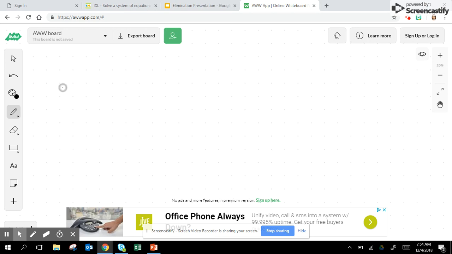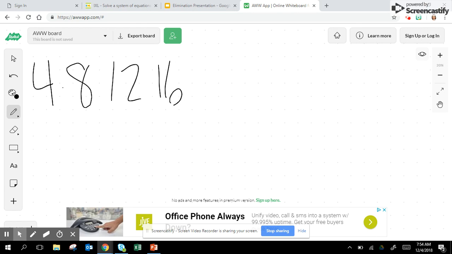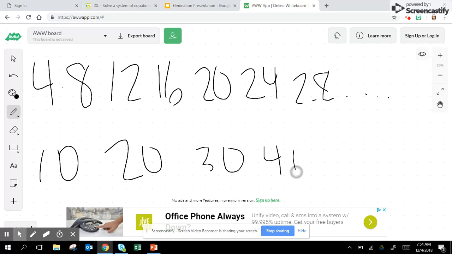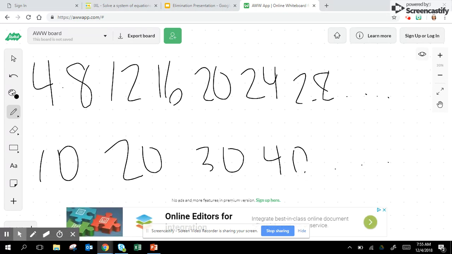I'm going to go ahead and talk about least common multiples. Multiples of the number 4 would be like 4, 8, 12, 16, 20, 24, 28, and etc. Multiples of the number 10 would be 10, 20, 30, 40, and then again, etc. So my question is, what's the least common multiple of these two numbers? The number that they both have in common would be 20. So 20 is your least common multiple.